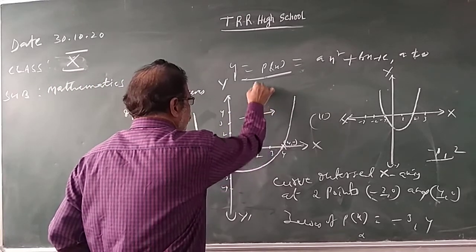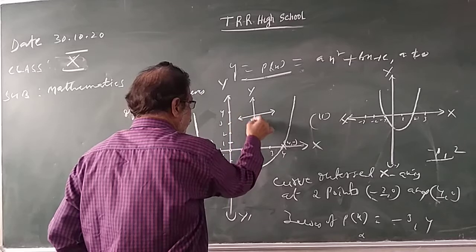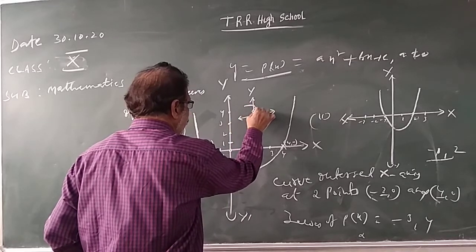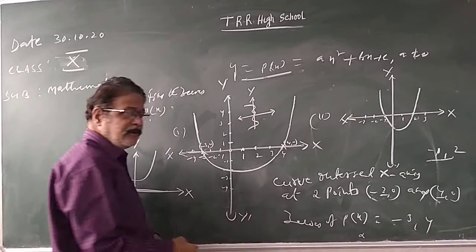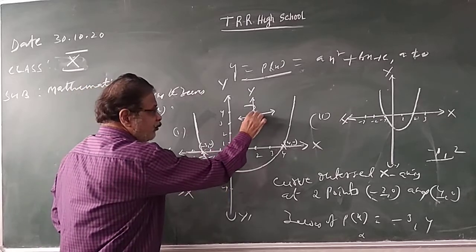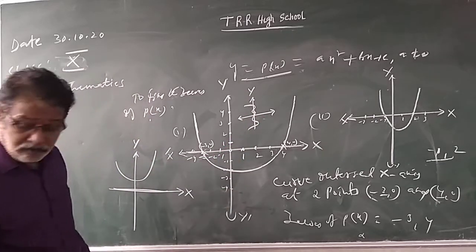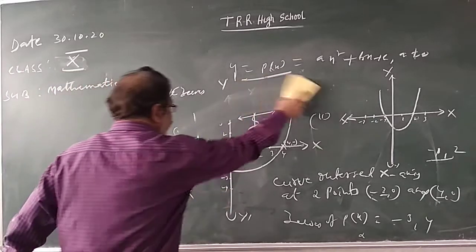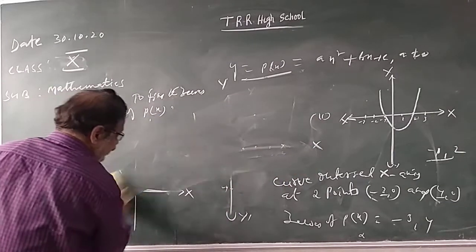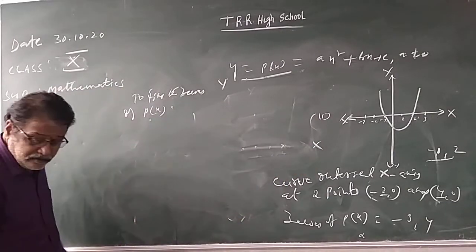X-axis, y-axis. Any zeros here? Zero. Only 1 zero. One more I will show you. Find the zeros of the following graphs.